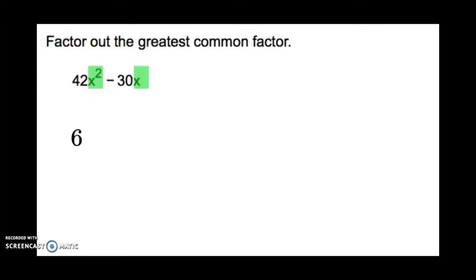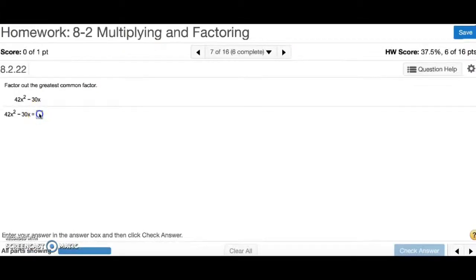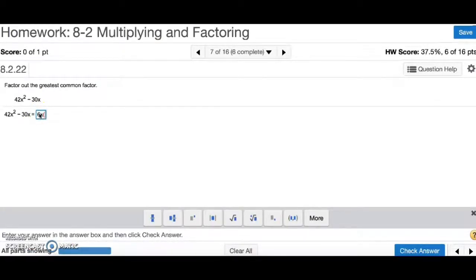So now we look at our variables. We look at the smallest variable, which is x, not the x squared, so that means we take out the x. Now dividing 42x squared by 6x, 42 divided by 6 is going to be 7. X squared divided by x is just x. So we have 7x. Negative 30 divided by 6 is negative 5. X divided by x is just 1. So we have 6x parentheses, 7x minus 5 parentheses as our answer. So we have 6x parentheses, and then 7x minus 5.